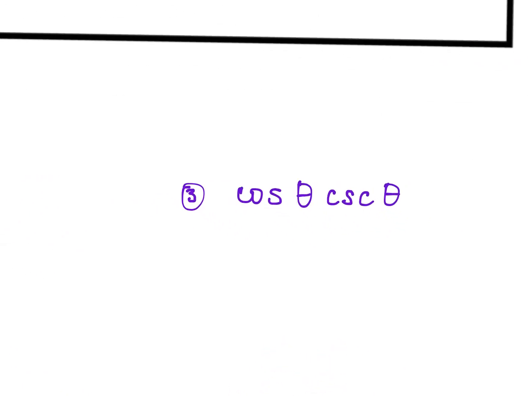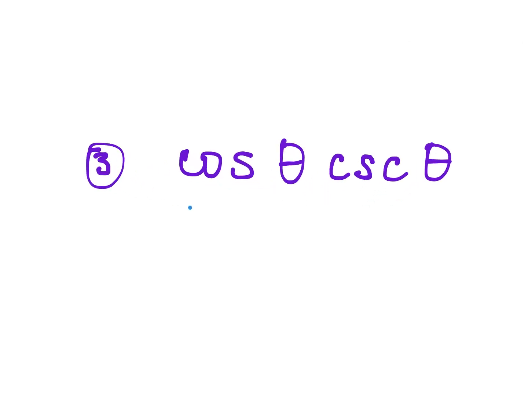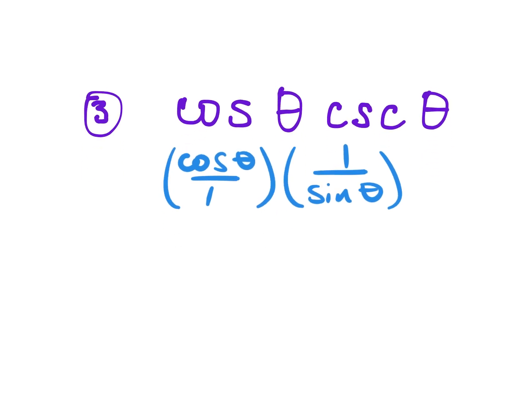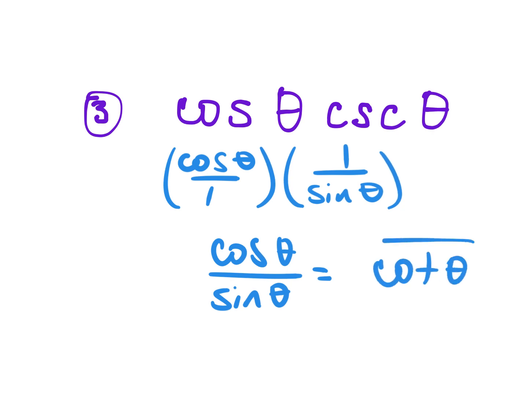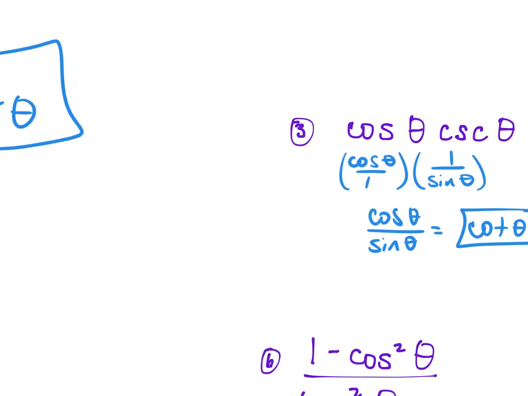All right, same thing with 3. Nothing's attached with a plus or minus 1 squared or anything like that. So just go to your 2 most basic. I have cosine theta over 1. And then what can I change cosecant to? 1 over sine. Perfect. So nothing cancels out. I can't just cross stuff out or anything. So when I multiply across, I get cosine theta over sine theta with, look at your identity sheets. What's cosine over sine? Cotangent. Perfect. All right, everybody with me?